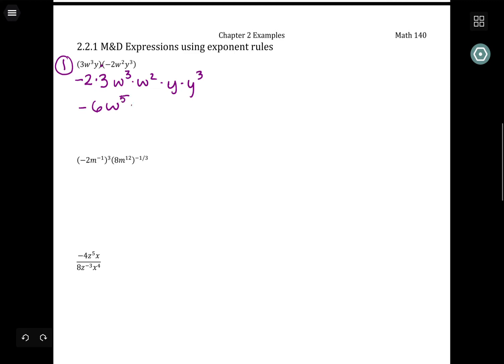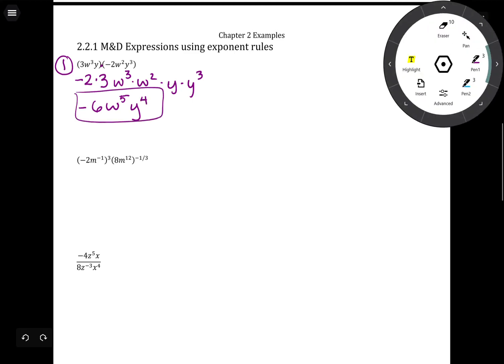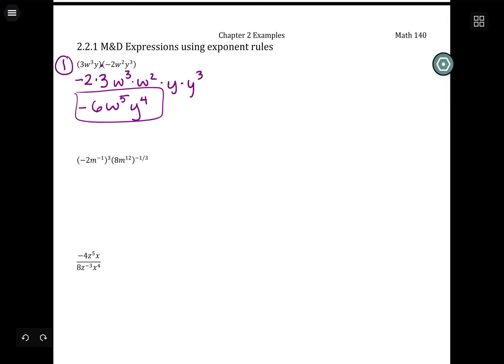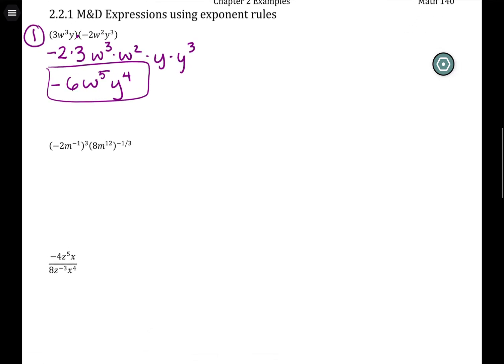And if I multiply a single y by 3 more y's, I'm going to have a total of 4 y's. So that's my answer for that first one. And again, there is some memorization you have to do in an algebra class, but I'm hoping that there are big chunks that if you understand them, it doesn't feel that much like memorization. So we'll work on it. I know it'll probably take a while, especially with exponent rules.